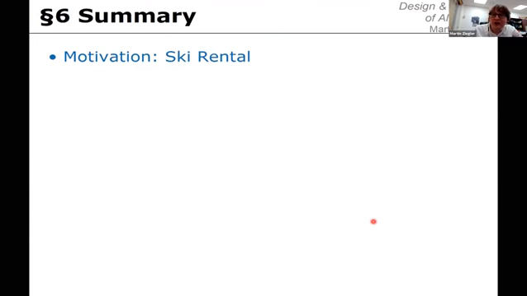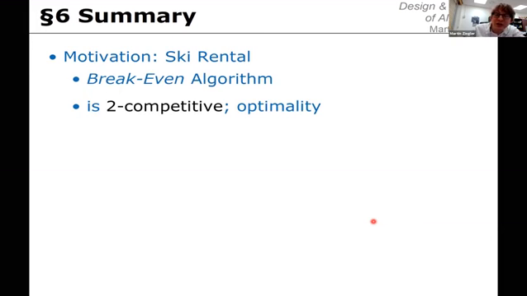And to wrap up this chapter 6, we've considered the ski rental problem and the break-even algorithm. We've analyzed it, shown that it is 2 competitive, and that this is basically optimal. More precisely, we have shown that it is 2 minus 1 over d competitive, and that 2 minus 1 over d is optimal for any deterministic online algorithm. We proved that using the adversary argument technique, by constructing, for an arbitrary but fixed deterministic online algorithm, a sequence where it cannot achieve a competitive ratio better than 2 minus 1 over d.